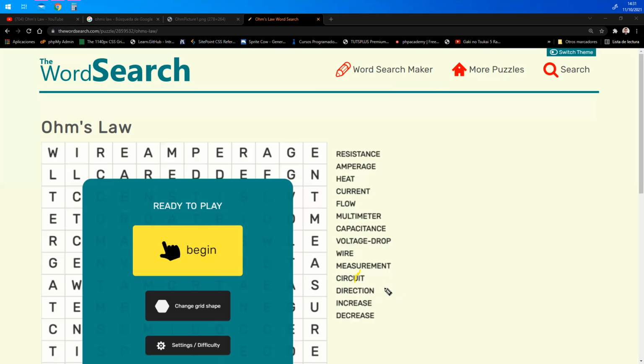Direction, dirección. Increase. Es el incremento. Increase, ¿verdad? Incremento. No se mira mucho ese color. Decrease, el decremento. Decrease.